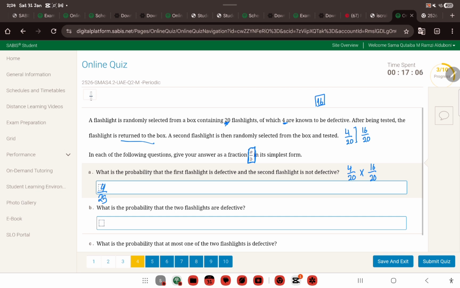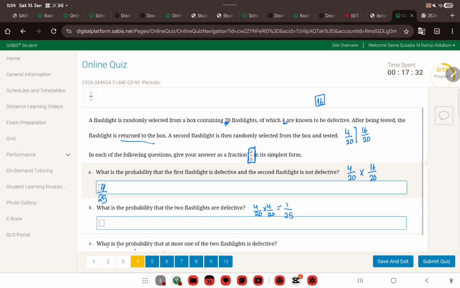What is the probability that the 2 flashlights are defective? Same scenario. So we do 4 over 20 times 4 over 20. The first one does not affect the second one, so we use the same probability for both. So we do 4 over 20 times 4 over 20, in which we get 1 over 25.